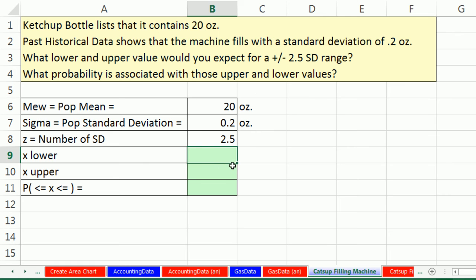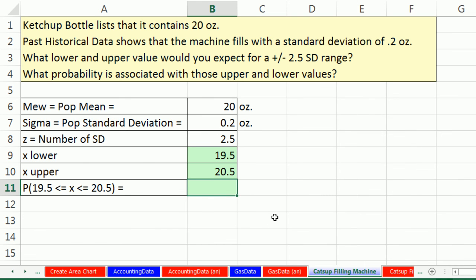Well, we can certainly calculate the x lower and upper given a number of standard deviations. So for the lower equals, hey, give me the mean minus the standard deviation times 2.5, and enter. So it looks like on the lower end, we'd have 19.5 ounces. Upper equals the mean plus standard deviation times 2.5 standard deviations, and enter. So 20.5 on the upper end. And that makes sense. 0.2 plus 0.2 plus half of 0.2 is 0.5.